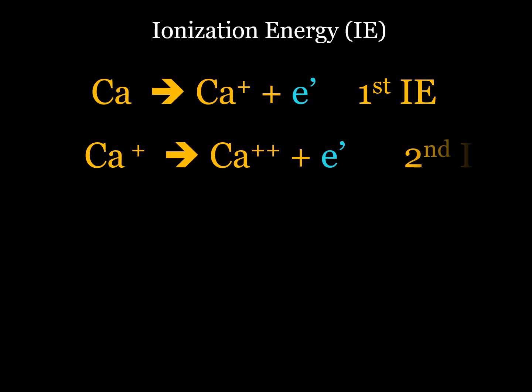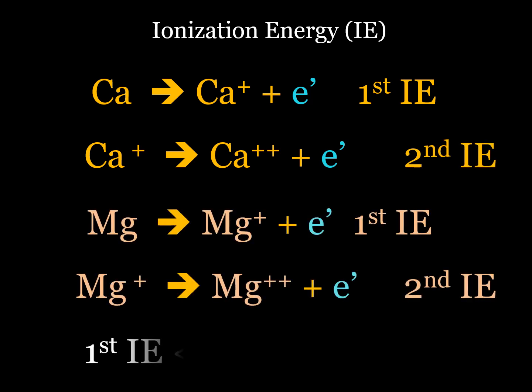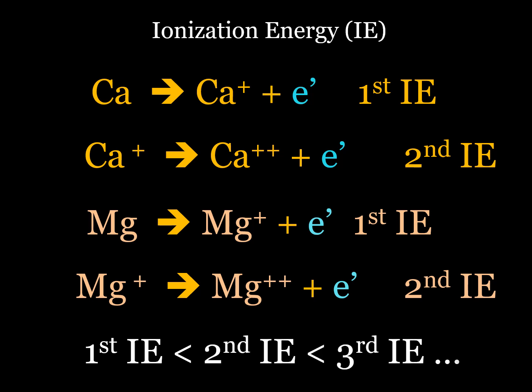For group 2 or higher group elements, there will be a first ionization energy as well as a second ionization energy and so on. The first ionization energy will be smaller than the second ionization energy, and the second will be smaller than the third. This is because every time an electron is removed, the nuclear pull on the rest of the electrons gets stronger.